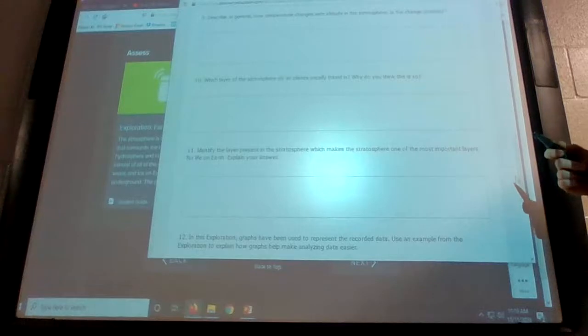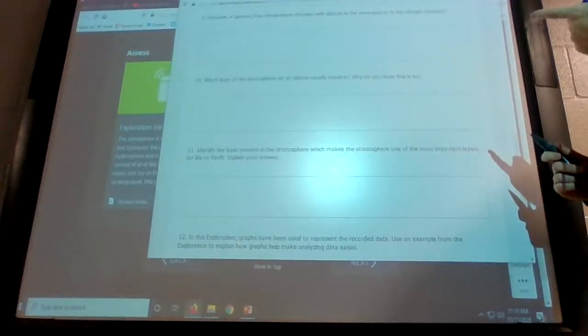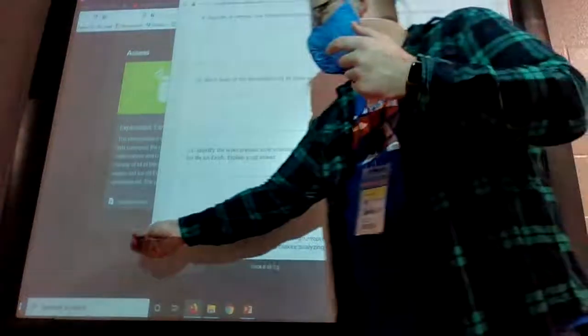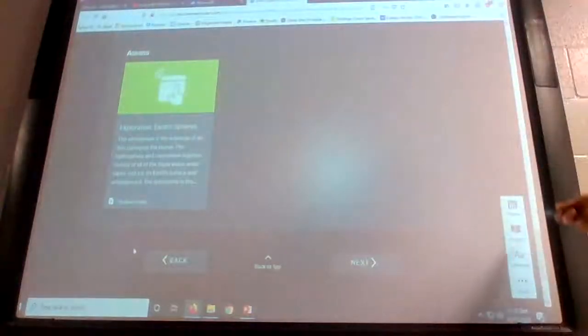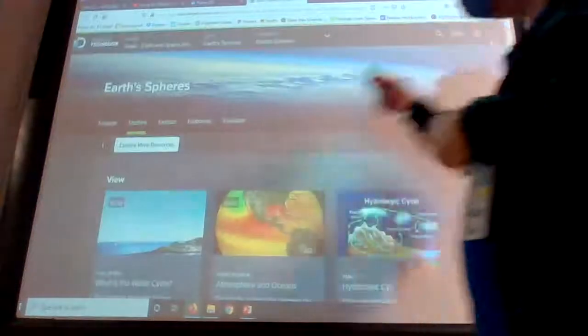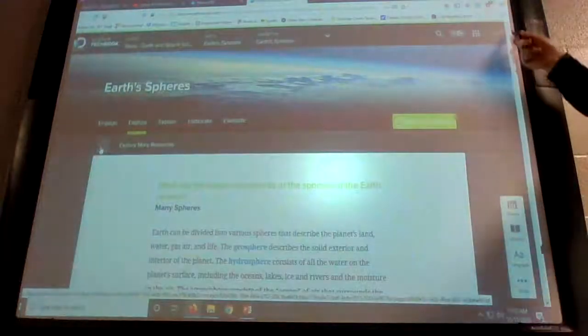Okay, number 10. Which layer of the atmosphere do airplanes usually travel in? Why do you think this is so? I'm pretty sure it's the stratosphere. Let's see if they actually tell us in the reading, unless I just remember completely wrong. I'm pretty sure they get up in the stratosphere. Let's see.